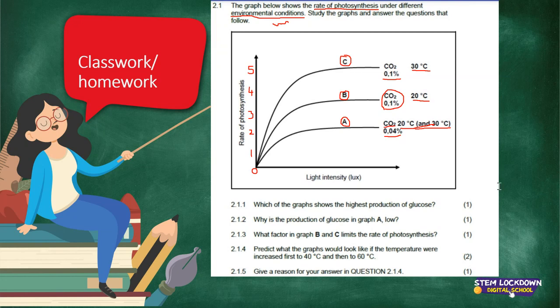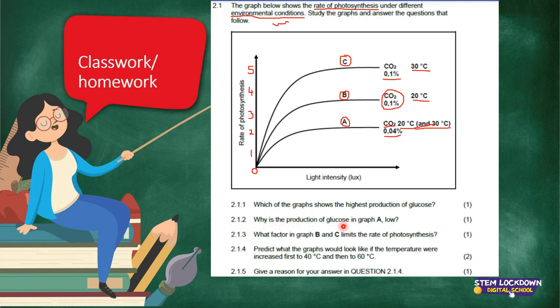Okay, the amount of carbon dioxide. Okay, so Anonymous says the amount of carbon dioxide is less, so there is less photosynthesis, and also the temperature is lower. Right, correct, Anonymous. That is correct. That's the answer for question 2.1.2, which read, why is the production of glucose in graph A low? All right.